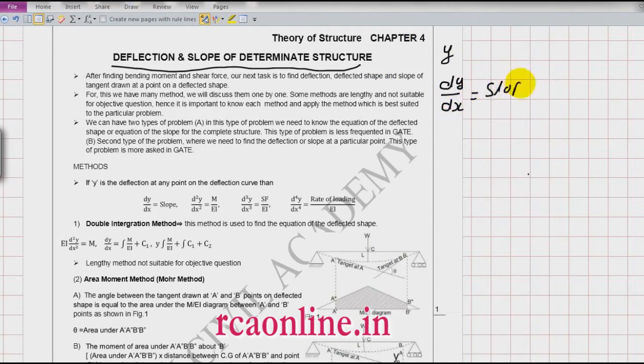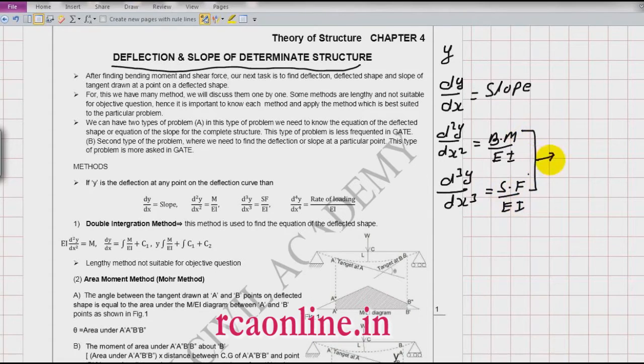Now, to start with, let us take that if y is the deflection, then dy/dx is the slope, d2y/dx2 is bending moment over EI, and d3y/dx3 is shear force over EI. I discussed in the bending moment chapter also that d(bending moment)/dx is shear force, and the last is d4y/dx4, which is rate of loading over EI.